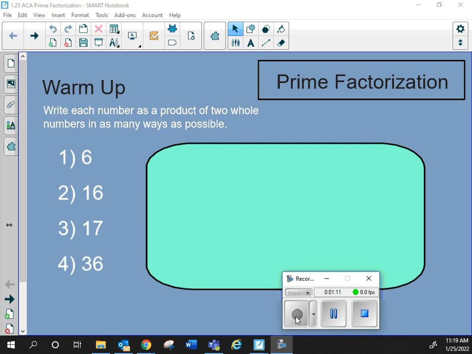All right, Sal, did you get 1 for 17? Okay, can someone help her out, Kennedy? 1 times 17, a number in itself. Great. There's no other factors, no other whole numbers.